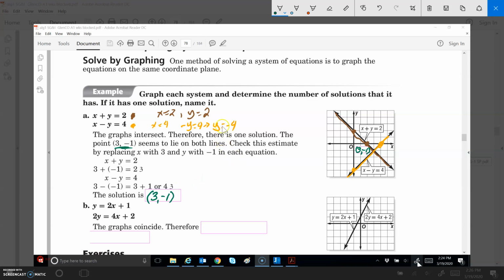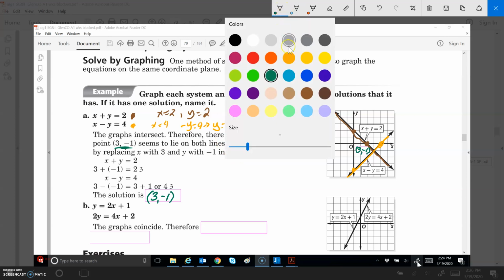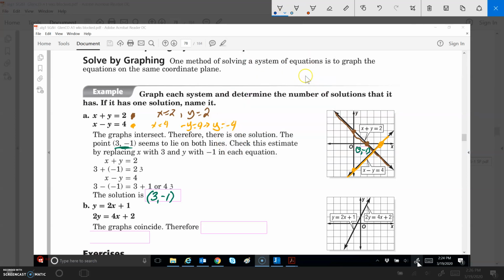Okay. All right, now let's graph these. So the y-intercept is 1. The slope is 2 over 1. Up 2, over 1. Or the opposite direction, down 2, left 1. Down 2, left 1. Okay.